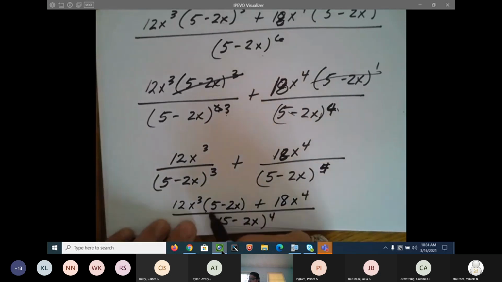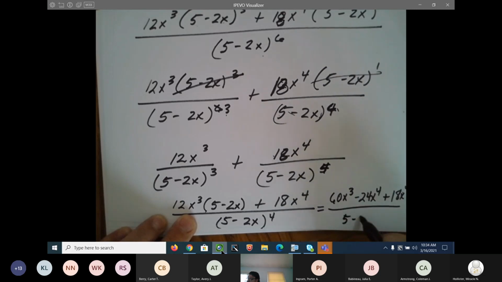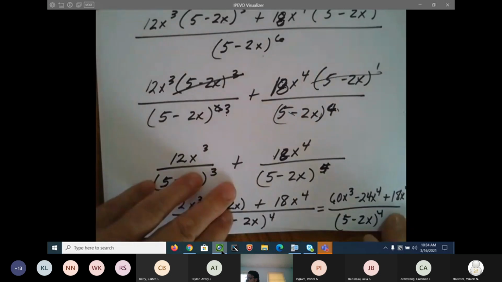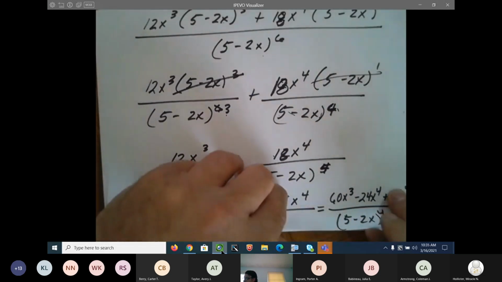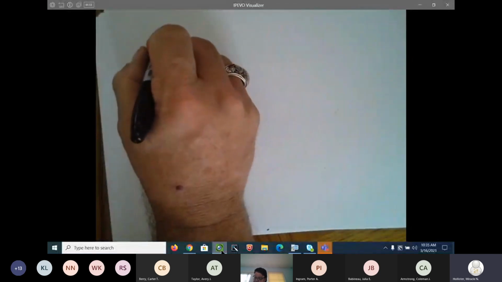And then 12 times 5, what is 12 times 5? 60? 60x to the third minus 24x to the fourth plus 18x to the fourth, all over 5 minus 2x to the fourth. And what's negative 24 plus 18? 6? Yes, sir, and that's the right answer right there. We got it. We're on the right track now.